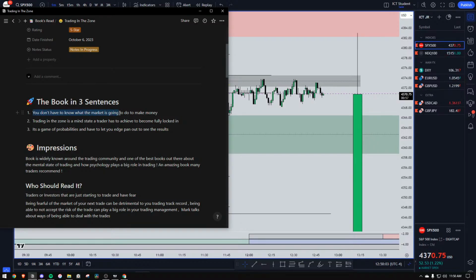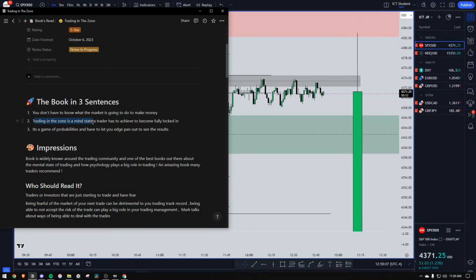You don't have to know what the market is going to do next to make money. Trading in the Zone is a mind state a trader has to achieve to become fully locked in. Then it's a game of probabilities. You have to let your edge pan out to see the results.